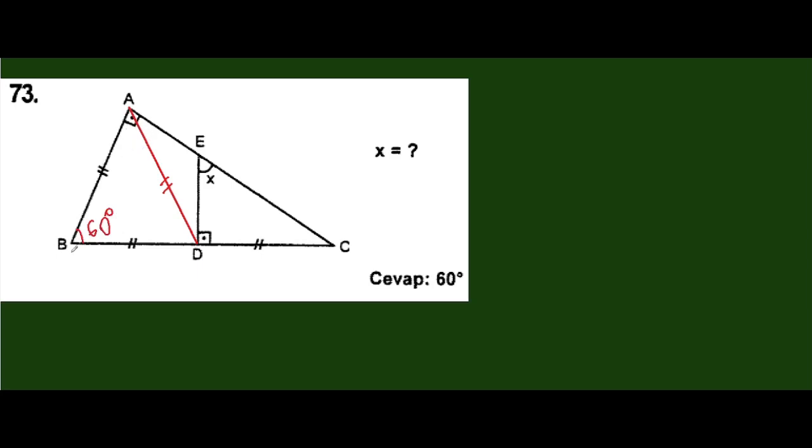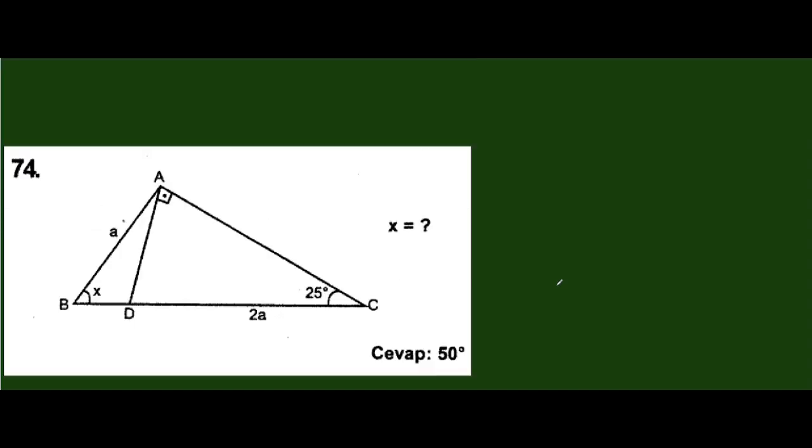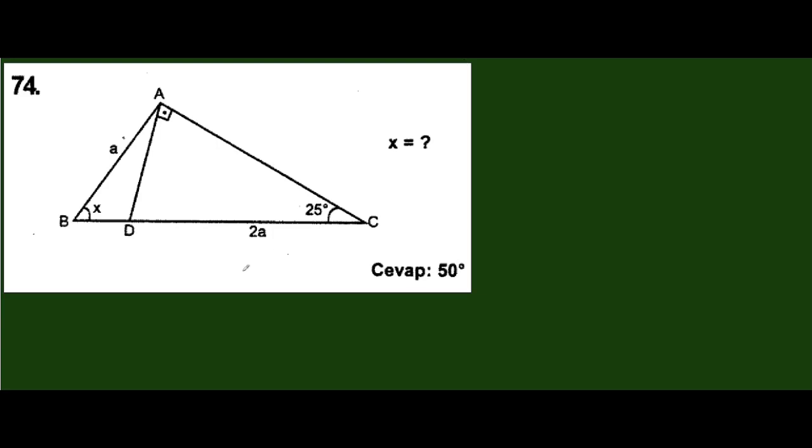So this angle will be 60 degrees. And we know that if this angle is 90 degrees, this angle will be 30 degrees. And x plus 30 degrees has to give us 90 degrees, and x will equal 60 degrees here, which was our answer. And last but not least, we solved this problem above, so we can say that this was right.